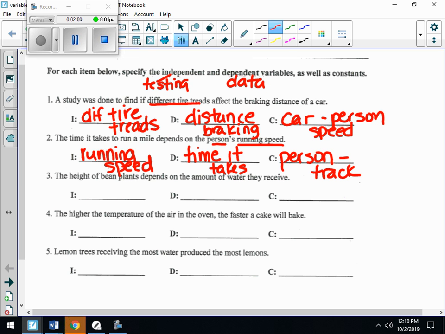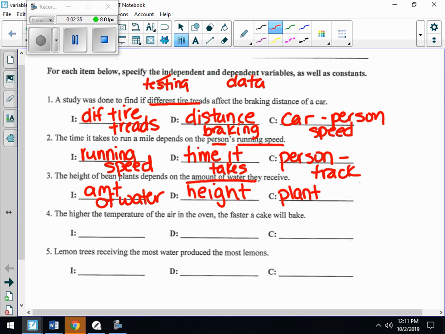The height of bean plants depends on the amount of water they receive. What are we changing? We're changing the amount of water. And what does that depend on? What's the data we're going to collect? We're going to collect the height of the bean plant. What has to be the same? The actual plant we use, how long we test this for. We're going to use the same fertilizer, same soil, etc., etc.